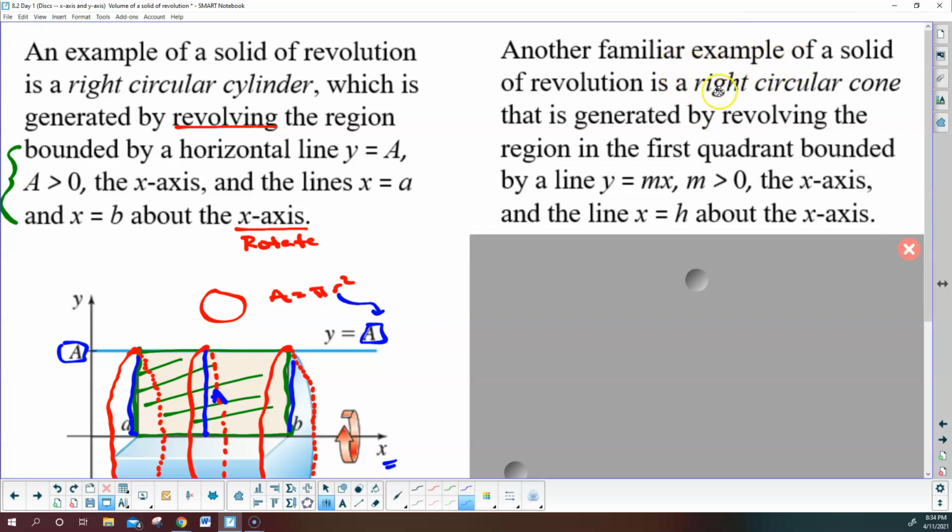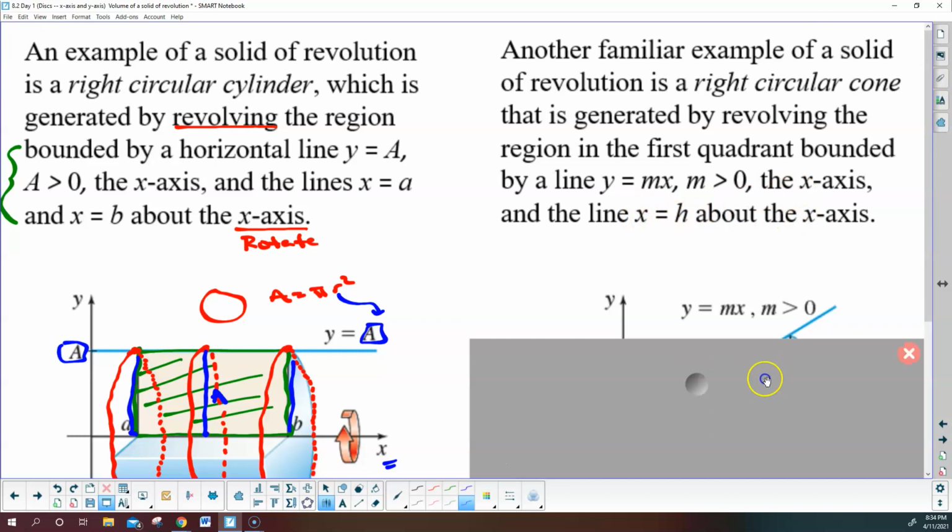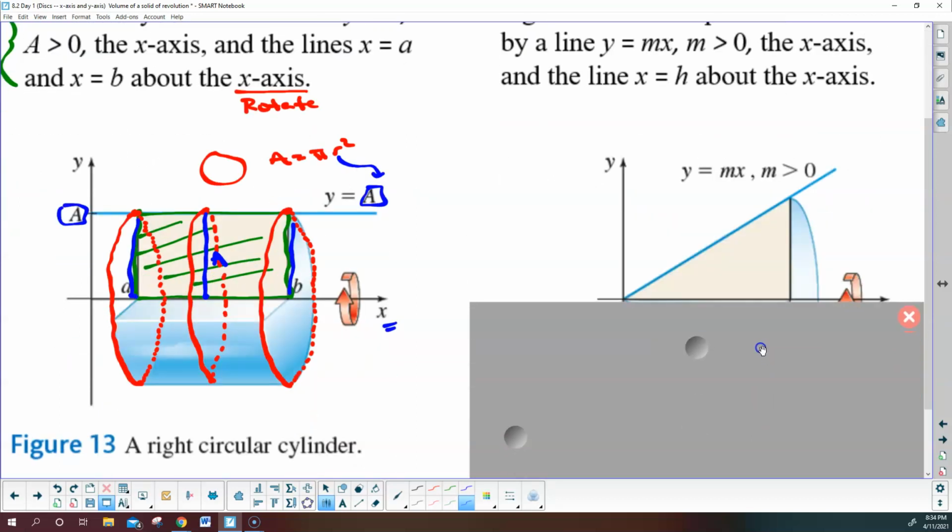What if I took a right cylindrical cone, and that is generated by revolving the region in the first quadrant bounded by the line y equals mx, where m is greater than 0. So notice that's linear. The x-axis and the line x equals h about the x-axis. So here's my view. If I just was graphing the region, okay, we did this in section 8.1. Find the area under the curve, right? So here's the line y equals mx. Here's the x-axis, and then here's some equation that's vertically up and down at x equals h.